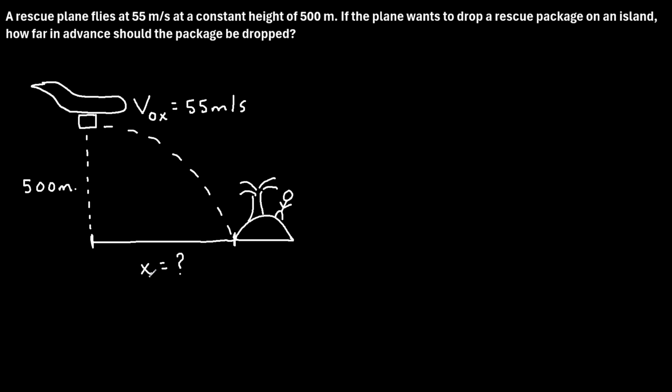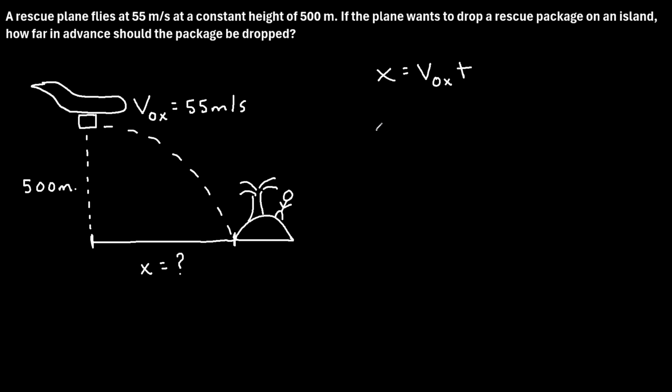The formula that we need to know to solve this is that x, the displacement, is equal to the initial velocity in the x direction times the time. The time is how long it will take this package to hit the ground once it's dropped. Right now we know the initial velocity, that's 55 meters per second, but we don't know the time. So first we need to figure out what that time is going to be.